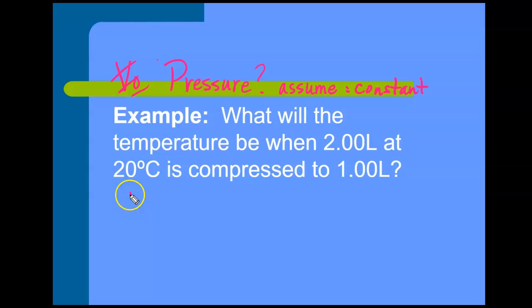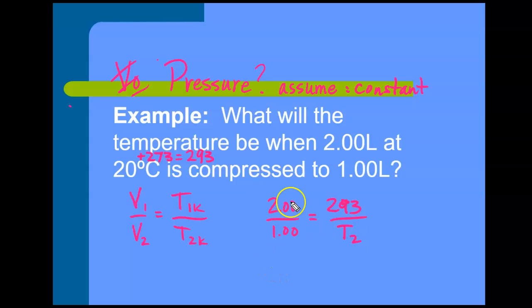So I'm going to use my Charles' law, which is used when pressure is constant, which is V1 over V2 is equal to T1 in Kelvin over T2 in Kelvin. So I'm going to go ahead and put my volumes in there. I have 2.00 divided by 1.00 is equal to T1, which let's remind ourselves to add 273 to it. So T1 is going to be 293 over T2. And we're going to be solving for T2.